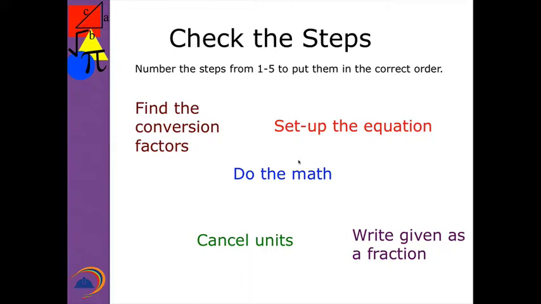Welcome back. Let's check. Step number 1 is write what you're given as a fraction. Step 2 is find the conversion factors that you're going to need. 3 is set up the equations. 4 is cancel the units. And 5 is do the math. How'd you do? Hope you did well.